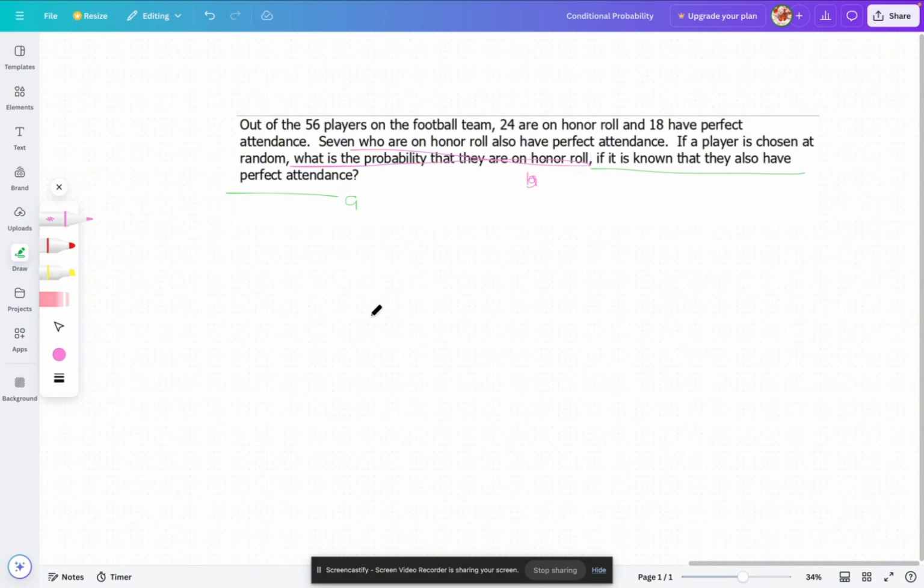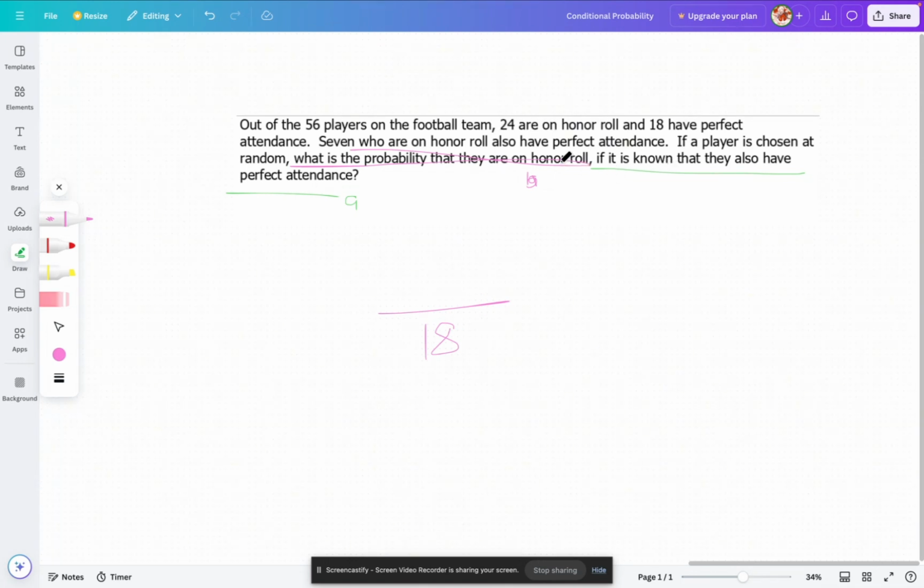So let's start off with our A value. It is known that they have perfect attendance. How many people have perfect attendance? Well, out of the 56 players on the football team, only 18 people have perfect attendance. So we know we're only limited to these 18 people because they're the only 18 people who satisfy this condition. So the 24 honor roll people cannot all be included because they don't all have perfect attendance.